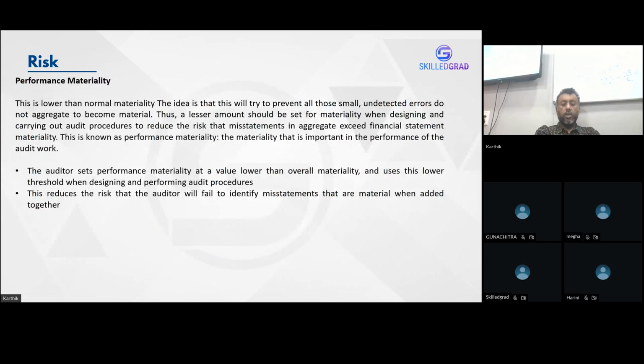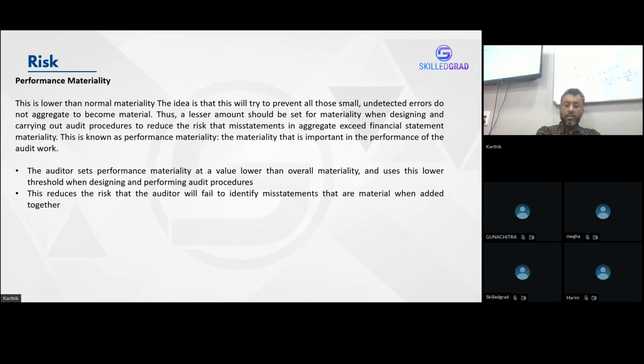Performance materiality. What is performance materiality? As I said, when small small mistakes add up and become big, that is basically it. This is lower than normal materiality. The idea is to prevent all these small errors from aggregating and becoming material. For example, in the previous example we saw 97,000, but we saw an error of $10. Fine, we'll let it go. But let's say there are 20,000 errors of $10. You can aggregate them together and they become material, right? So you'll have to be very careful.